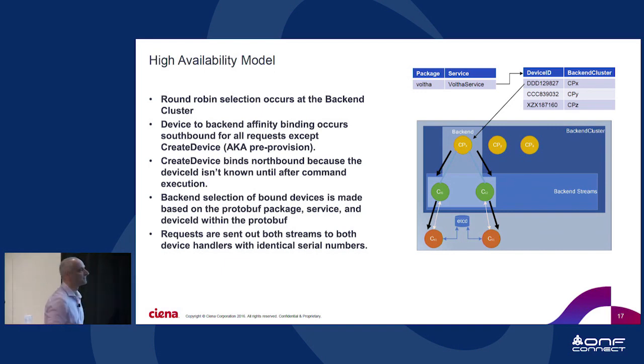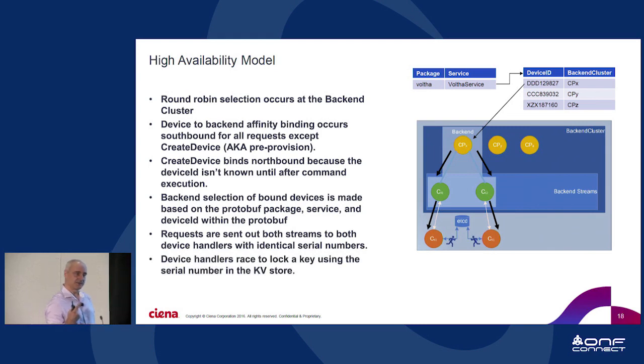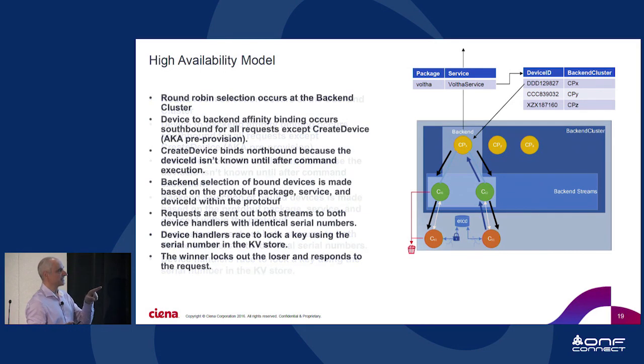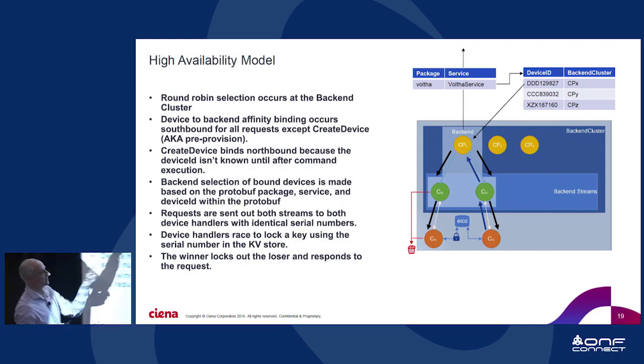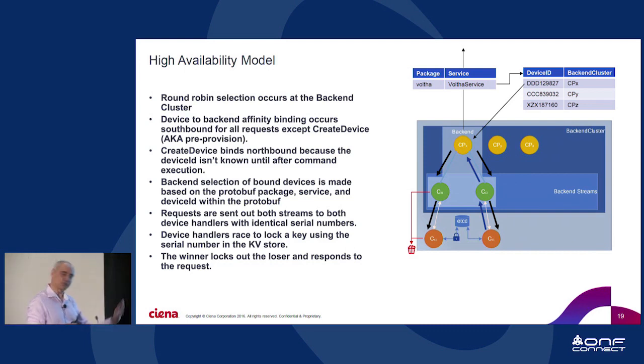And then that will hit both VOLTHA core components, or device handler components. Those device handler components are actually going to race to get a key in etcd. That key is a serial number that was assigned by the Affinity Router as it sent the request down. It's in the header. They will take that serial number, and they're going to try and lock it in etcd. Whoever wins the race actually gets to service the request. So what happened here is the one on the right won the race. The one on the left gets locked out. He doesn't trash the request right away. He holds on to it for a little while.